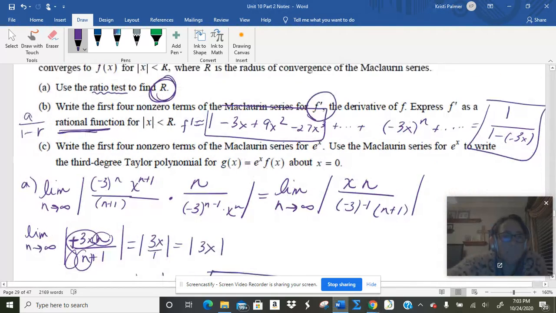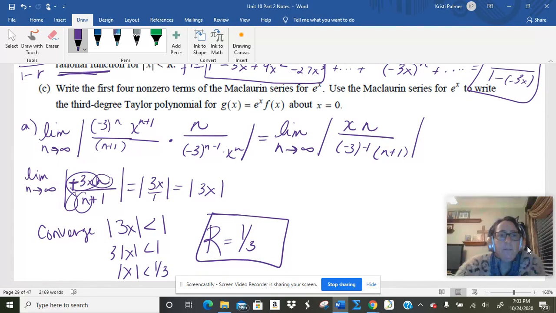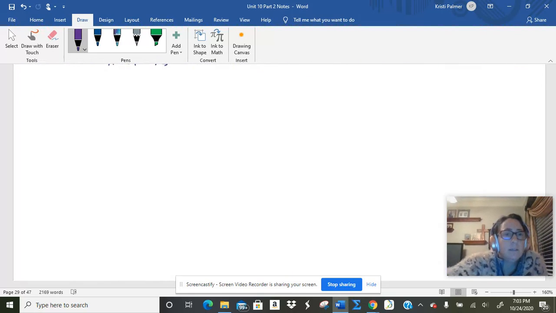Okay, part C. Write the first 4 non-zero terms for e to the x. Sweet. You're like, we've got that down. We've got that memorized.